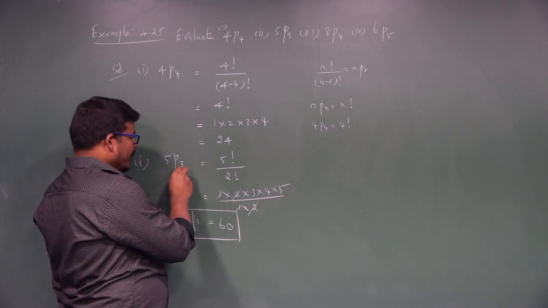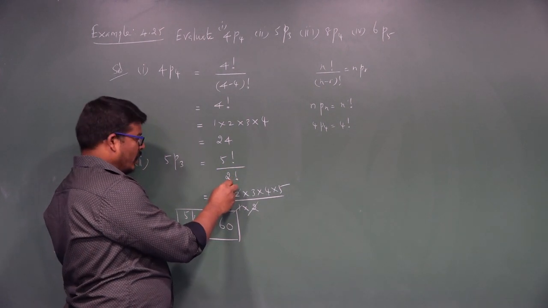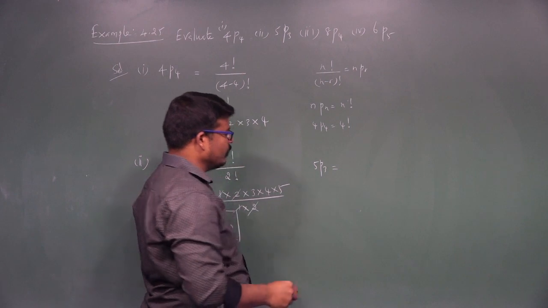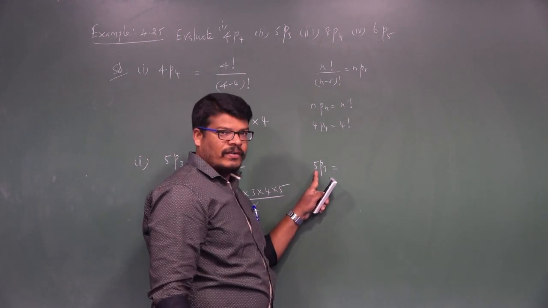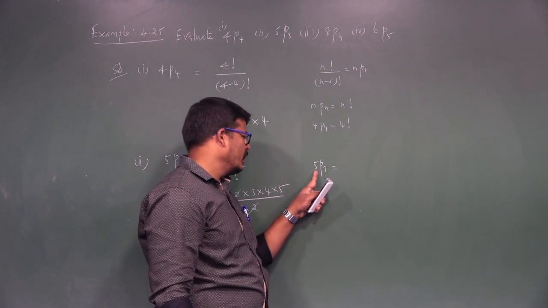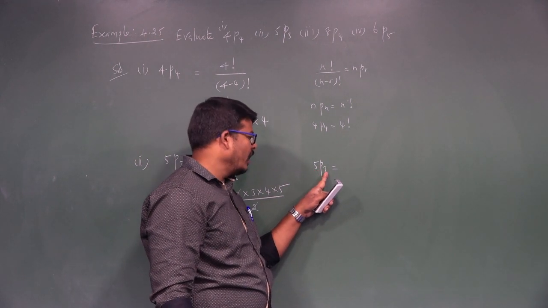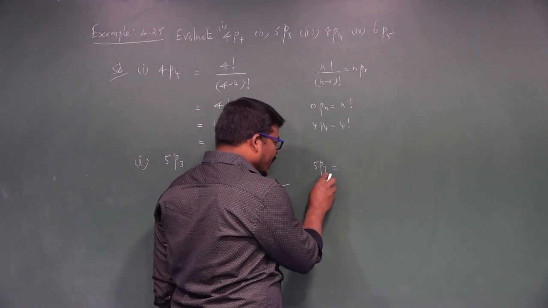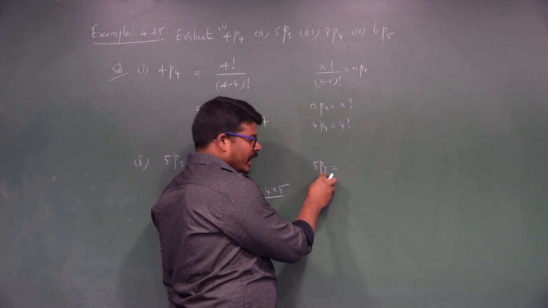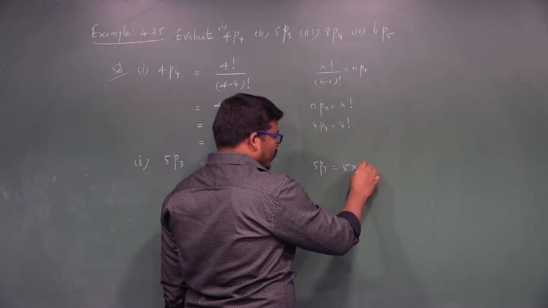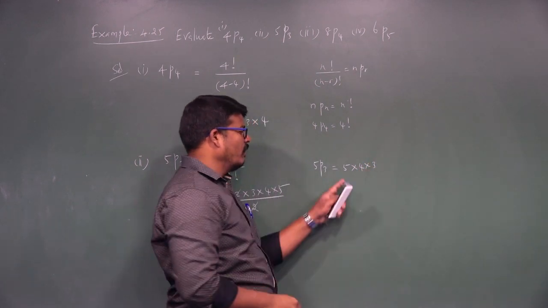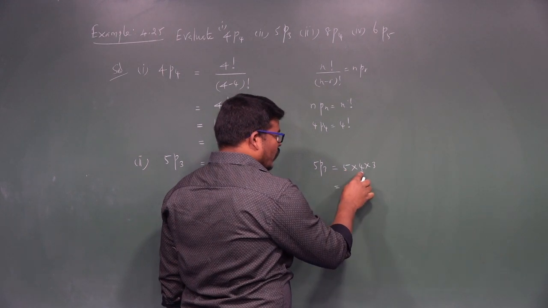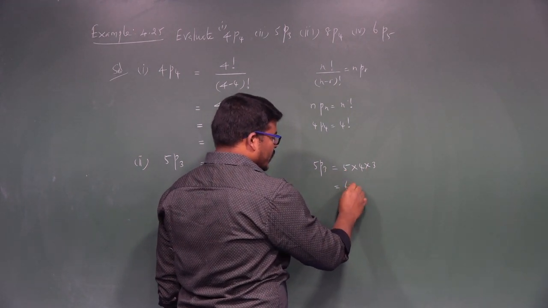Now 5P3 is 5 factorial by 2 factorial. Now the simplest way: 5 is the n value, the number of things, and r is the number taken at a time. 5P3 is reduced 3 times: 5 into 4 into 3. Now expand the value: 5 into 4 is 20, 20 into 3 is 60.